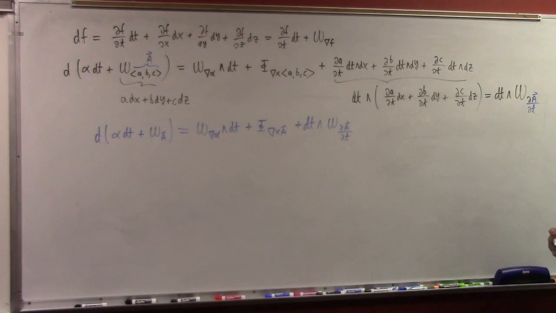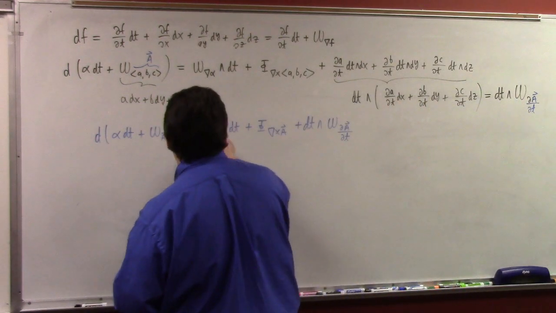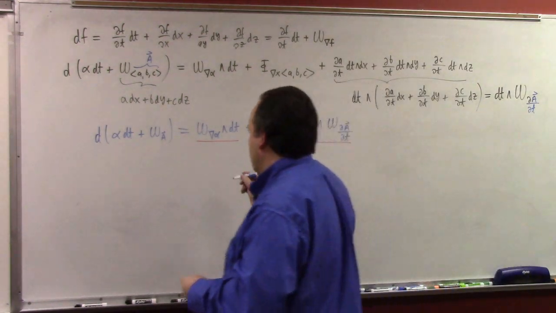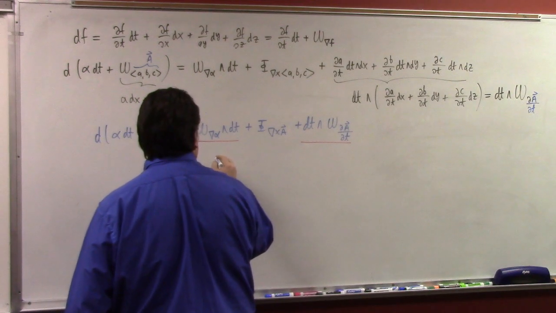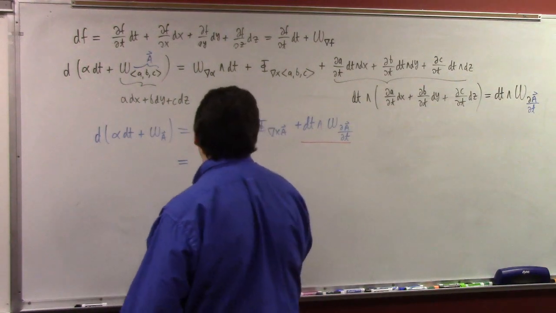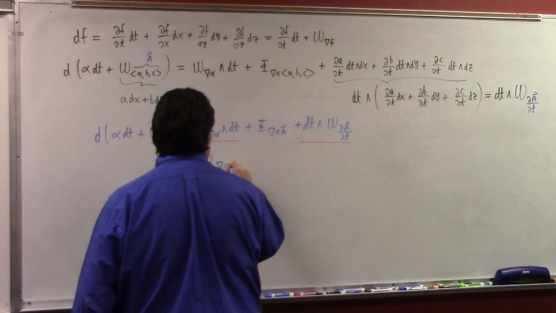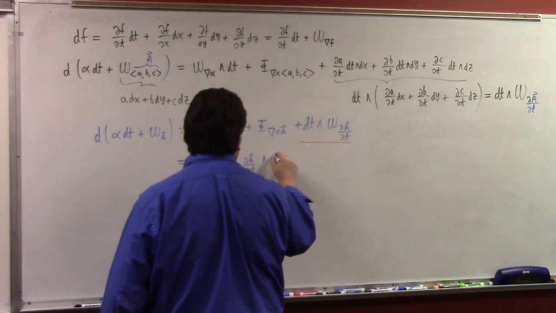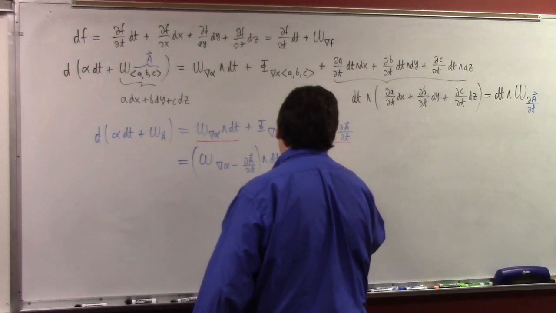So we can actually do better, because these two terms here can be combined. And the fact that the work form is a linear map, we can combine it, and we can either keep the dt second or keep the dt first. I'll keep the dt second. If I keep the dt second, this is going to give me the work form of the gradient of alpha minus partial A, partial t, wedge dt, plus the flux form of the curl of A.